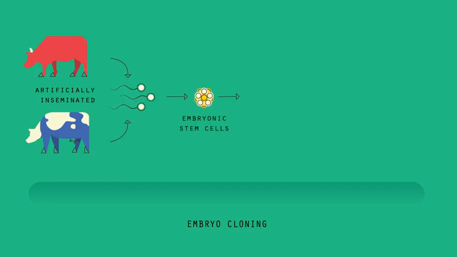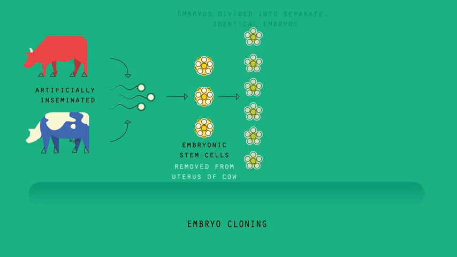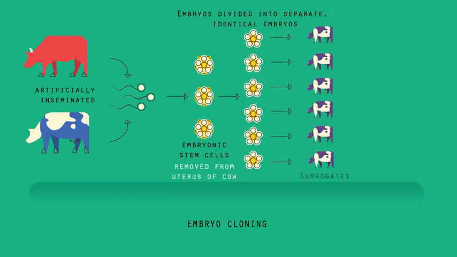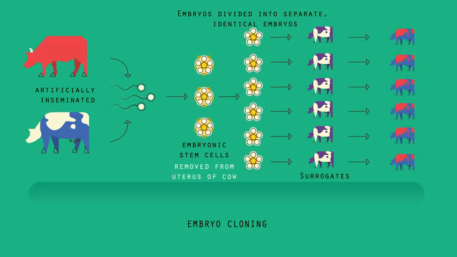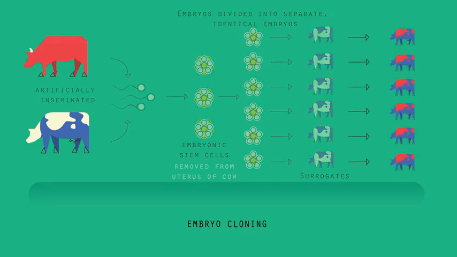Before they become specialized, the embryos are removed from the uterus, divided up into separate embryos which will all have the same DNA, and then each is placed into the womb of a different cow. These cows are surrogate cows. They are just being used to grow the embryos until they are born. The calves will be clones of each other, but not a clone of the mother due to the bull's sperm.